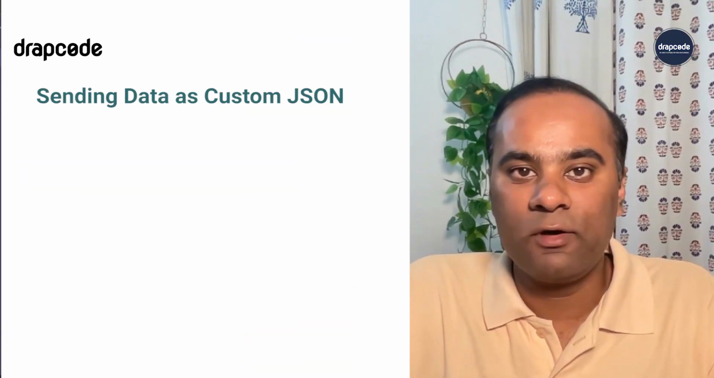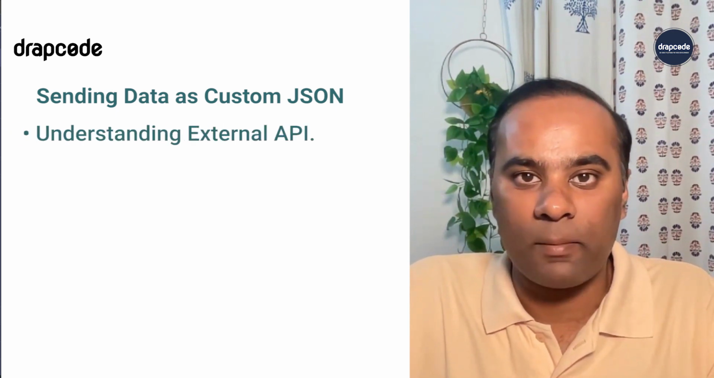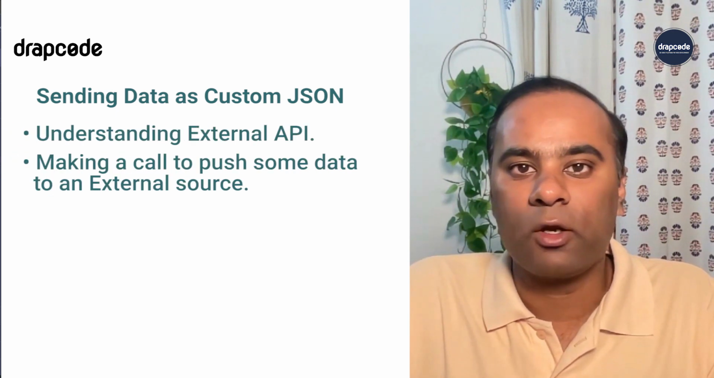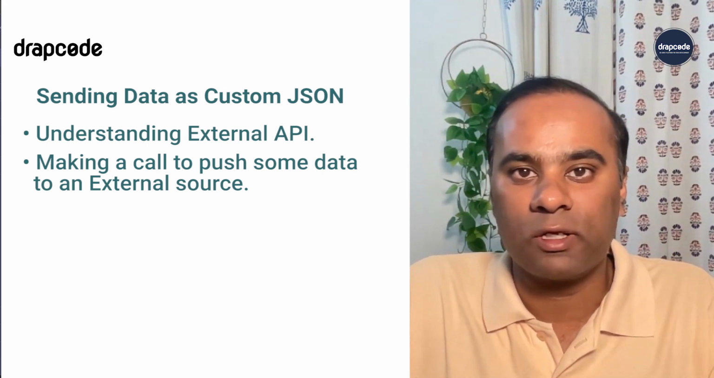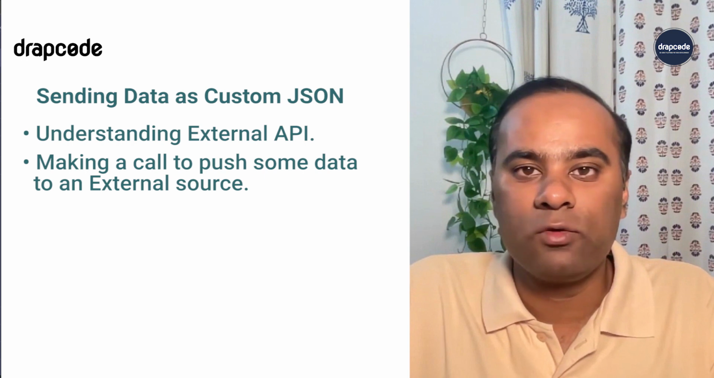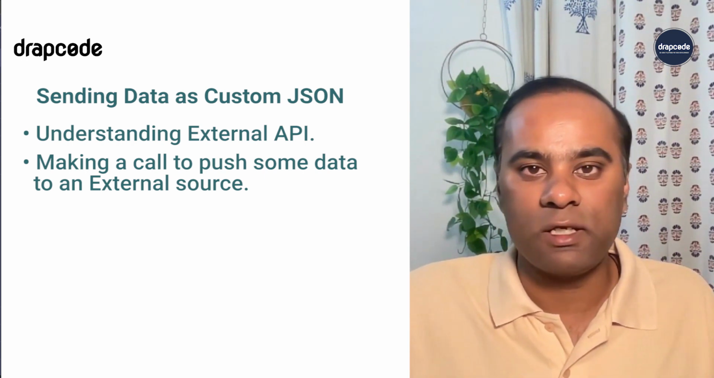So in this video, we will talk about external APIs, or the module which integrates REST API with DrapCode, and we'll make a very simple call just to push some data to an external source or to an external service. So in REST API, you make a post call to send data to a third-party service, right? So let's see how we can do it.